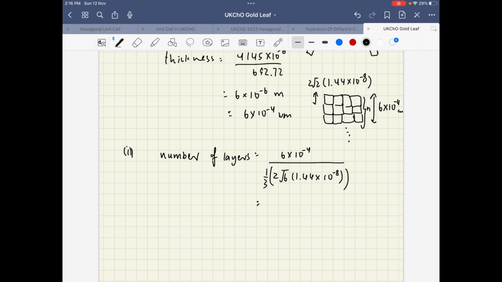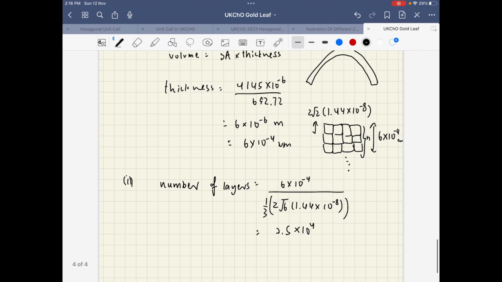So plugging all this into the calculator, I have my number of layers as 2.5 times 10 to the power of 4 layers.